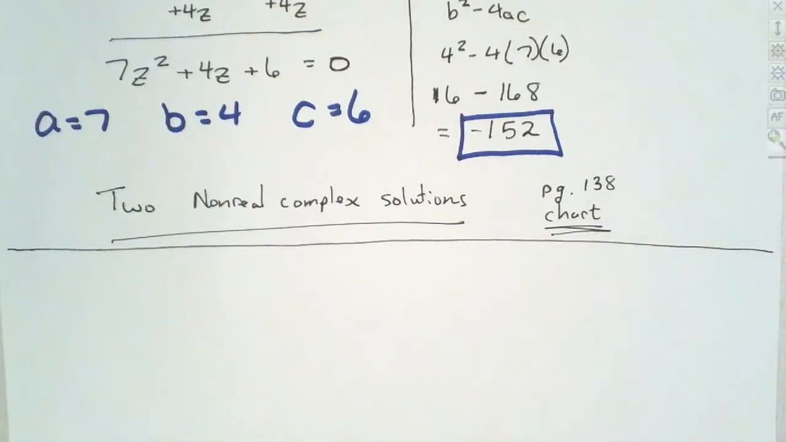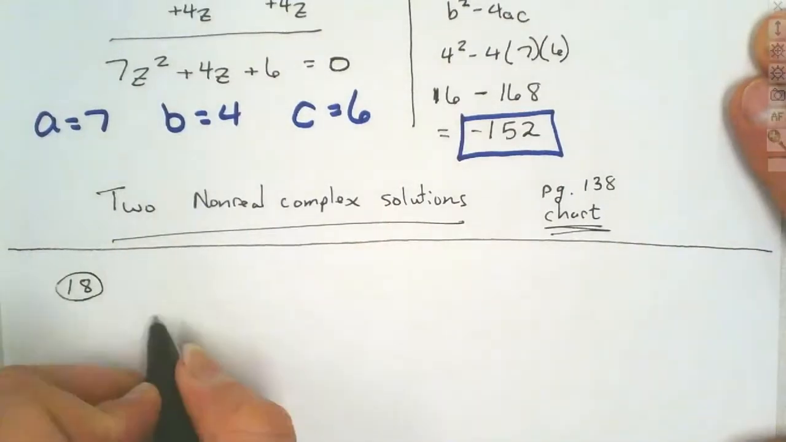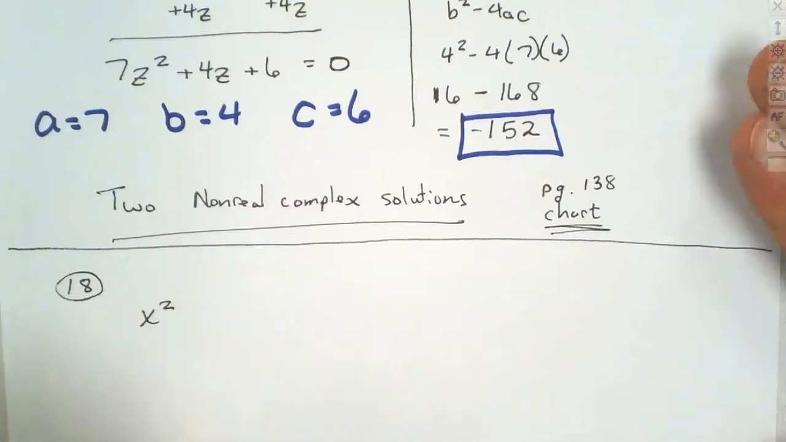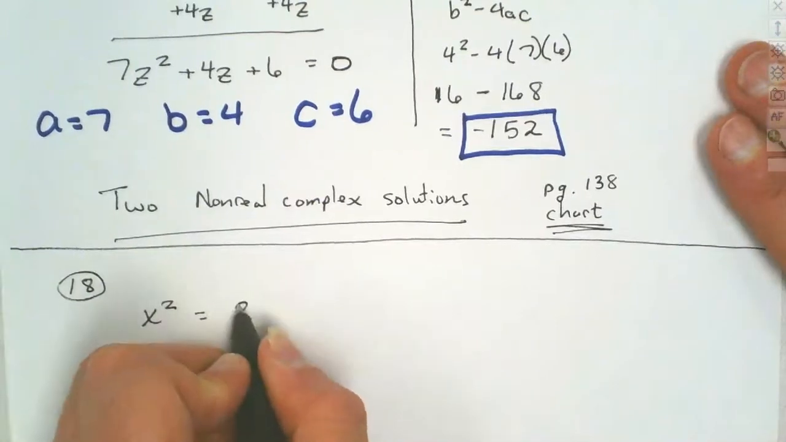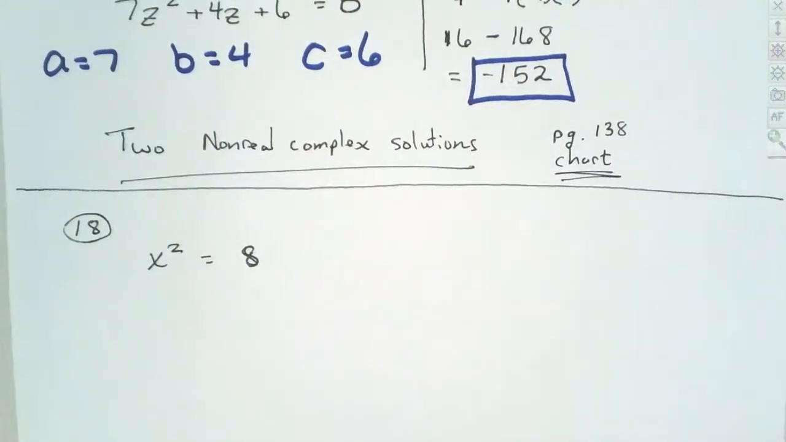The last one that we asked about before we take a break is going to be question 18. And question 18 is x squared equals 8. Sometimes students may try to make this more difficult than what it really needs to be. So, what method am I going to use? Well, I am going to apply the square root property. Why? Because it's a square by itself on the left-hand side.